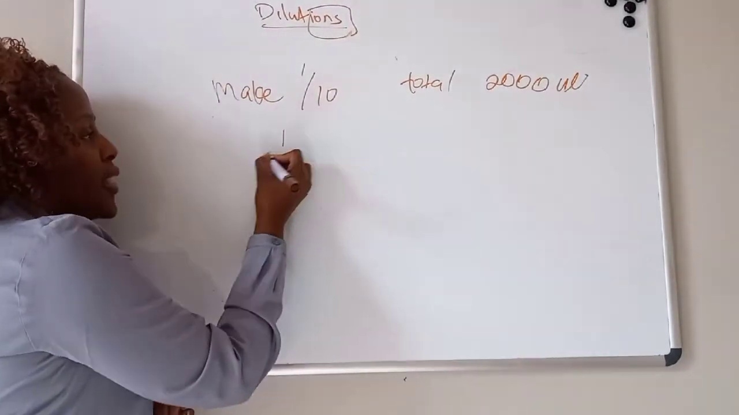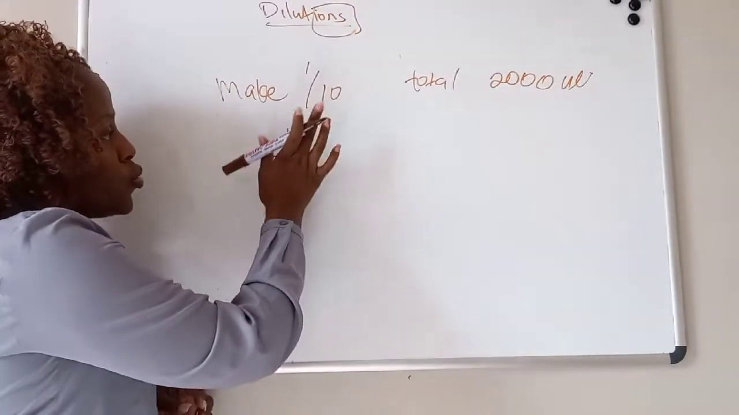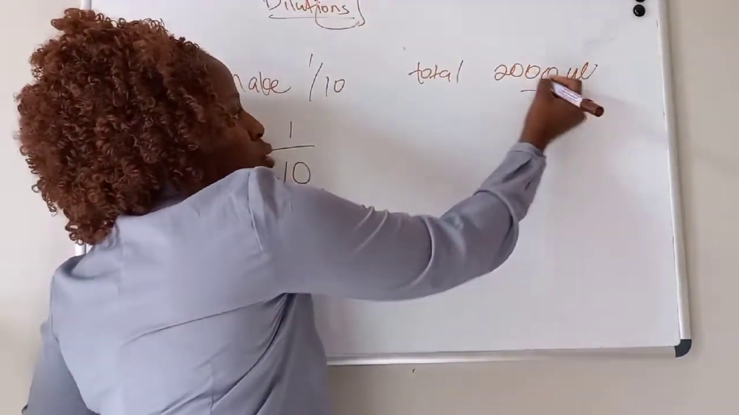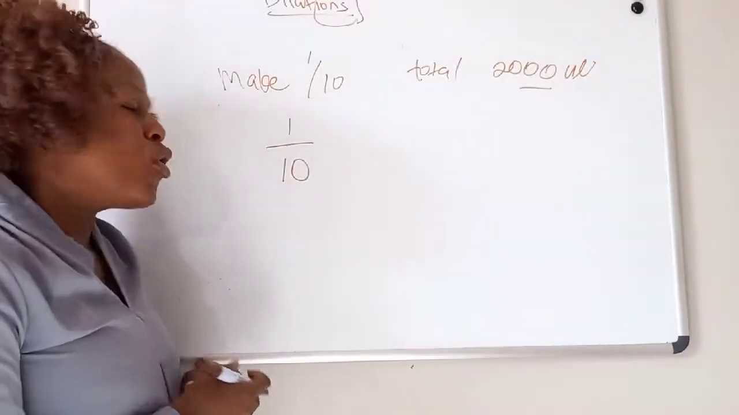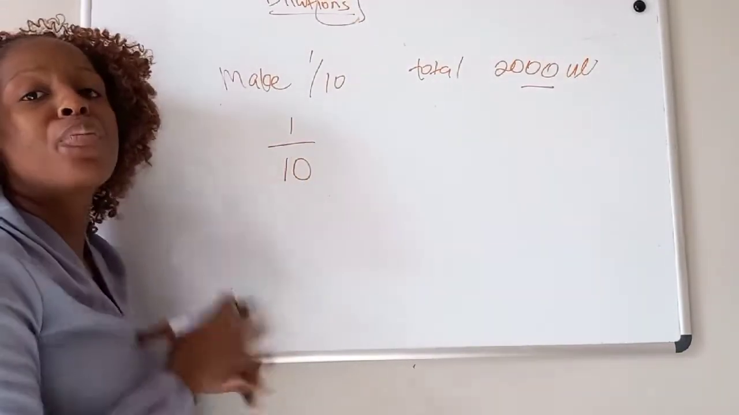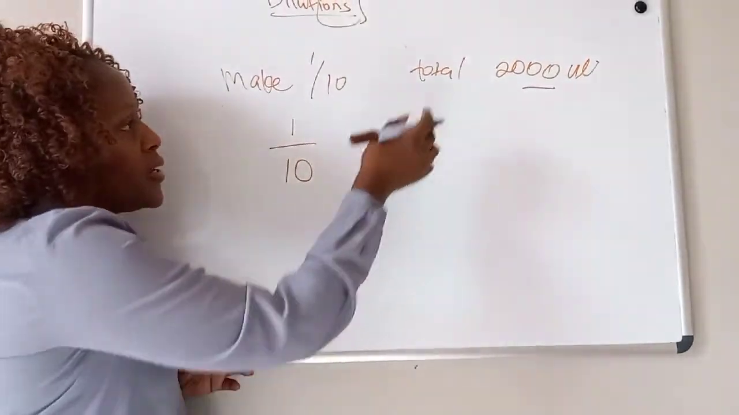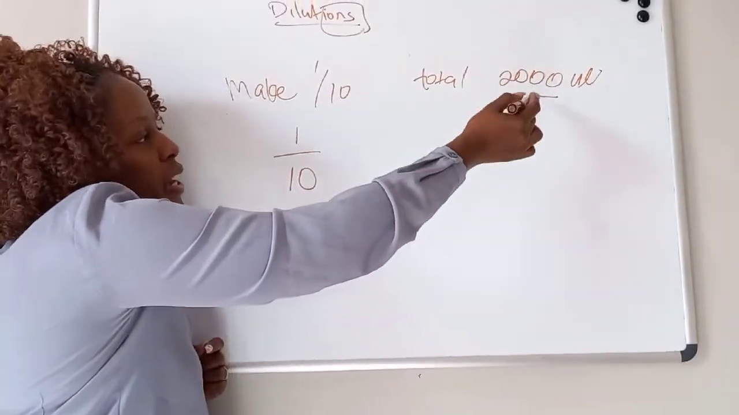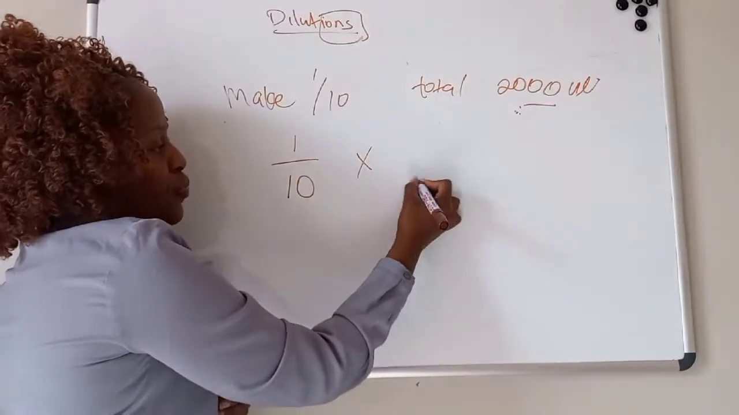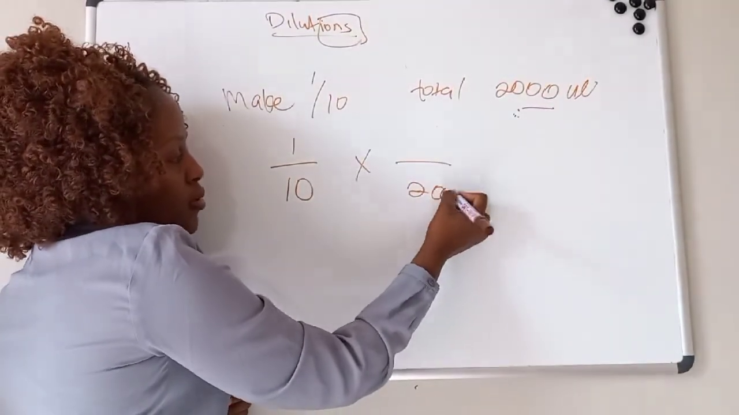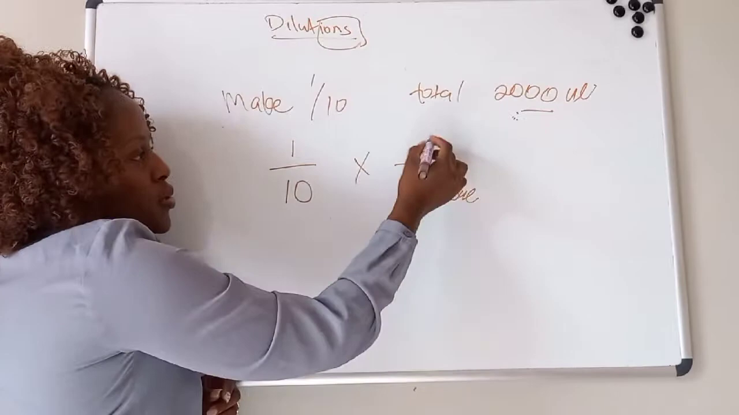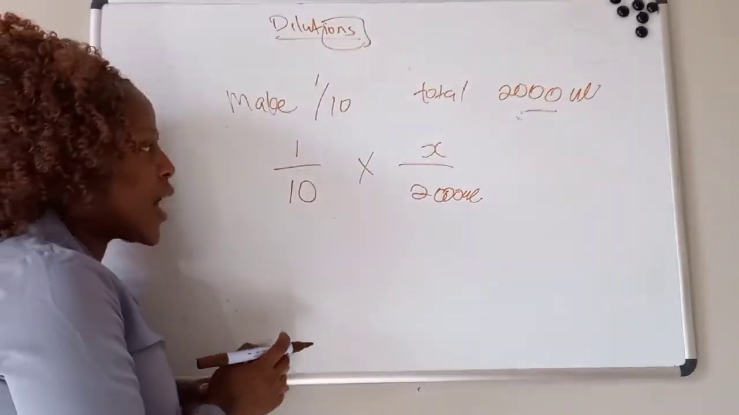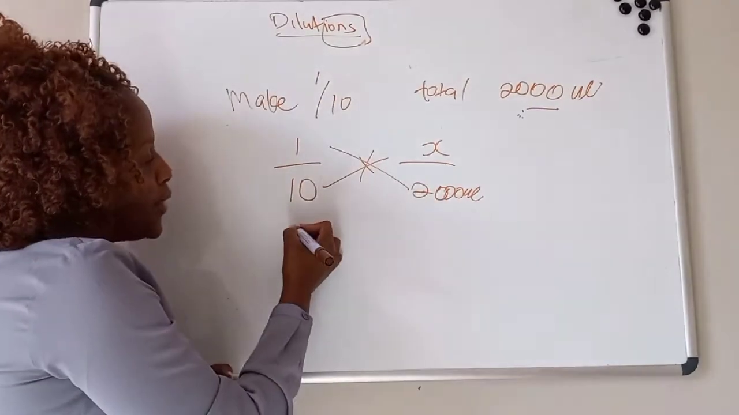So we can write this like this. We know it's 1/2 total volume, and in this case you are also given a total volume. So you can do ratio and proportion to find how much solute you must use to have that total volume. Your 2000 microliters represent the total volume, and the solute you do not know. So that's what you want to find out. And then you can cross multiply.